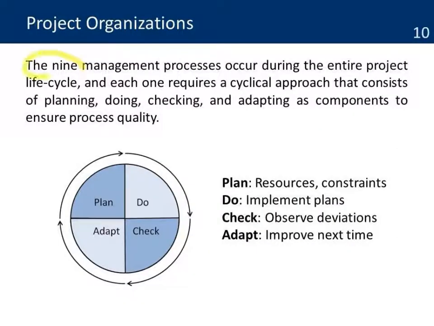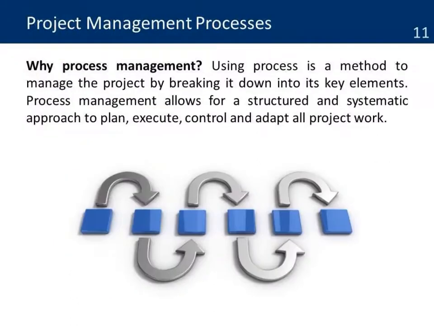The 9 management processes occur during the entire project life cycle, and each one requires a cyclical approach that consists of planning, doing, checking, and adapting as components to ensure process quality. That means that each one of these processes has a step that needs to be planned, implemented. We need to check, observe for deviations, and adapt and improve the next time. So there is a continuous cycle that is continuously improving the process each time we do it.